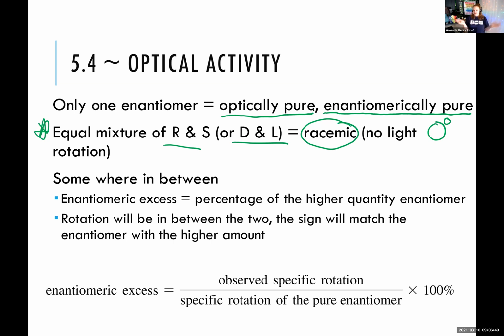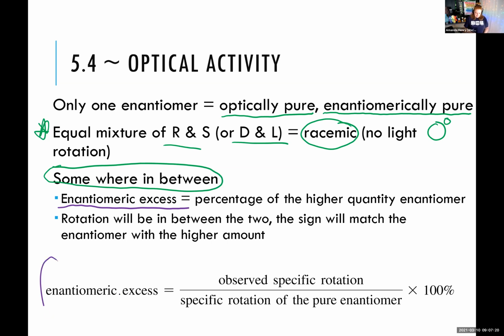But what if we have a mixture that's not equal? So we're somewhere in between those two. That means we have a mixture of the R and the S, and one of them is in a higher concentration than the other. So this takes us to the thing we're going to calculate. Enantiomeric excess. This is the percentage of the higher quantity enantiomer.